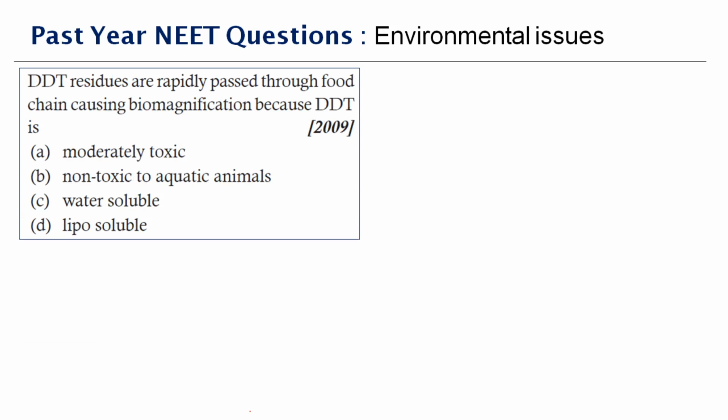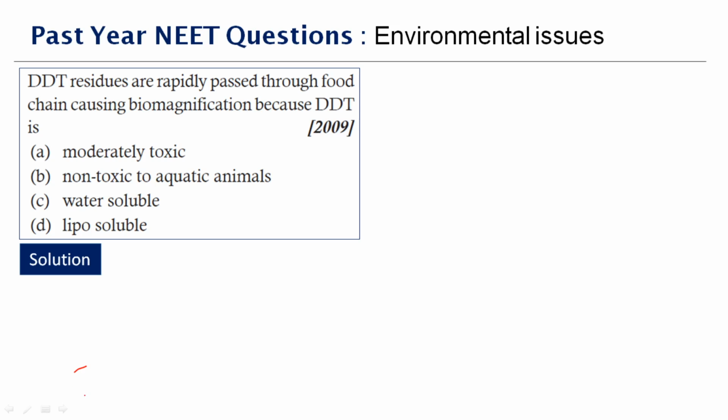Next question here, DDT residues are rapidly passed through the food chain causing biomagnification because DDT is dash. What is the full form of DDT that I told you in the earlier part? It is diphenyl trichloroethane, right? Now these residues are rapidly passed through the food chain causing biomagnification because it is liposoluble. The other names for biomagnification are bioamplification and biological magnification.